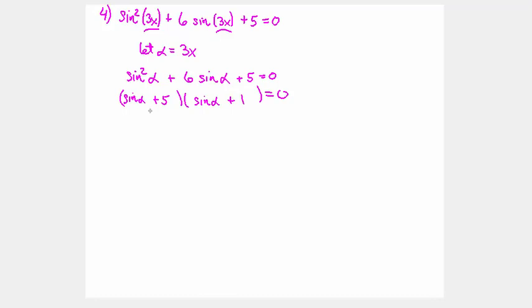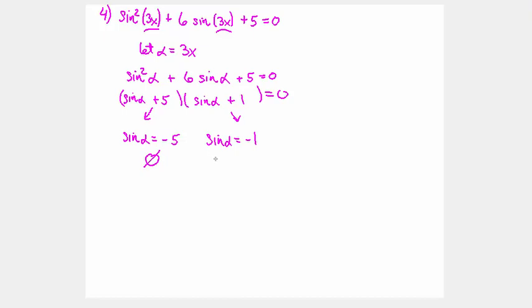And then, of course, we'll set each of those factors to 0, which will give us the following. Sine alpha could be -5. That's a problem. Remember, -5 is beyond the range of sine, so there's not going to be a solution coming from that one. Or sine alpha equals -1. But sine of alpha being -1 is fine.